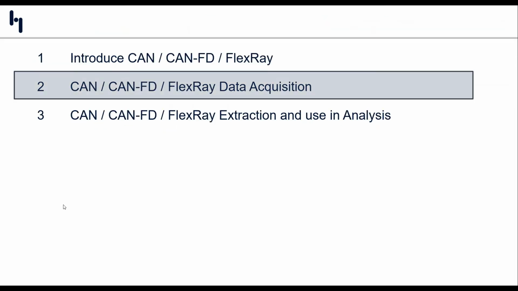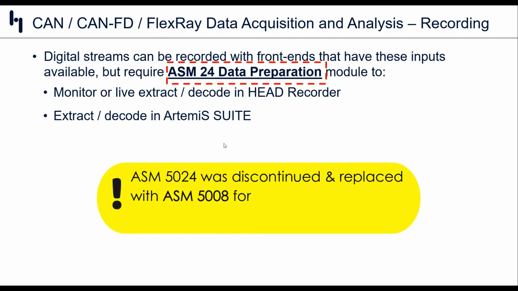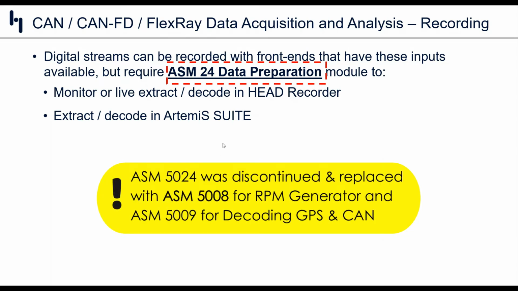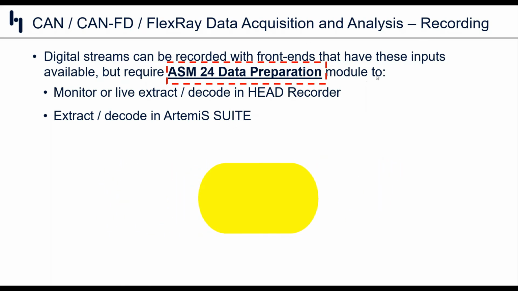All right, so moving on, we'll move on to CAN-FD FlexRay data acquisition, how to use Squadriga 3, and also how to use a HeadLab for data acquisition when HeadLab's connected to head recorder. So digital streams can be recorded with front ends that have these inputs available, but they do require ASM24 data preparation module, that's your Artemis Suite module, to either monitor or live extract, decode, or otherwise decode in head recorder, or extract and decode in Artemis Suite.